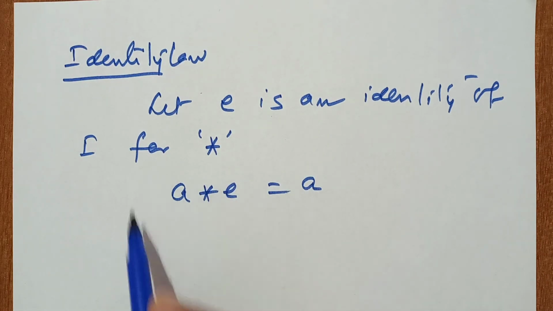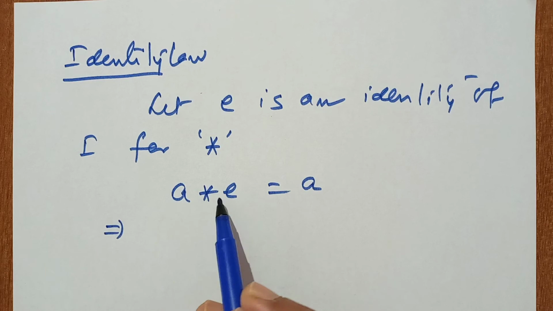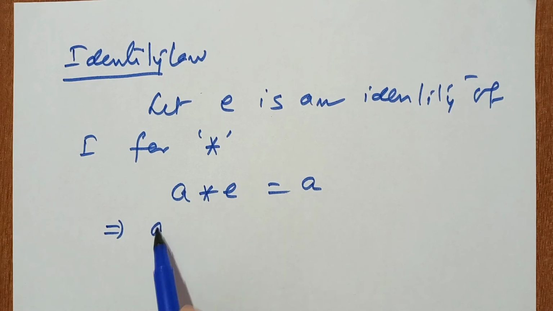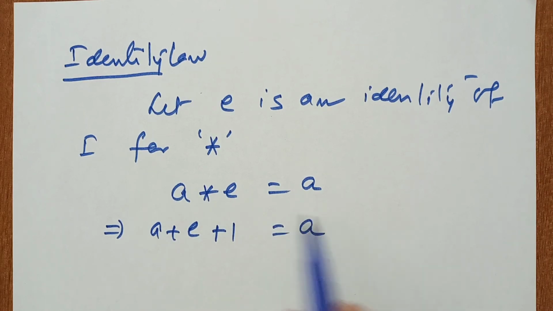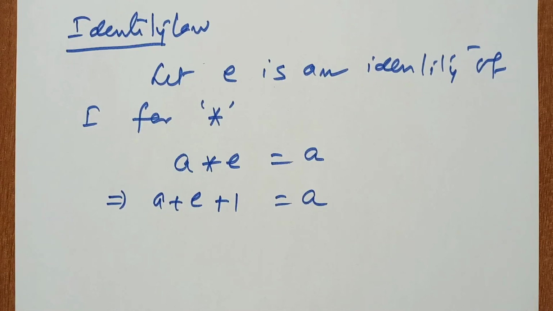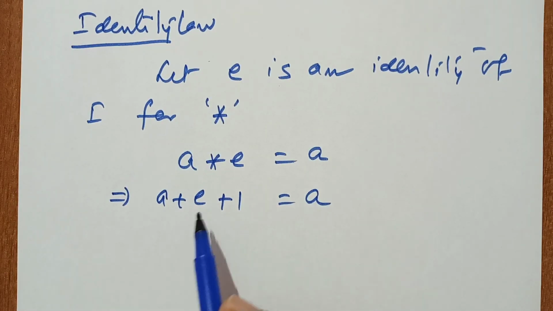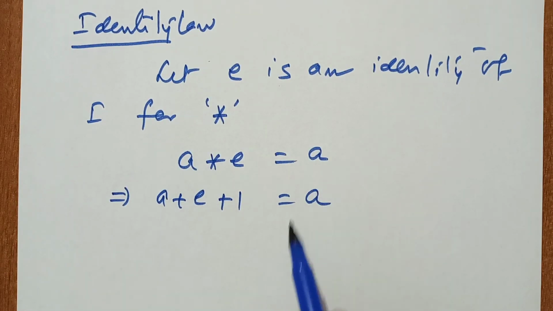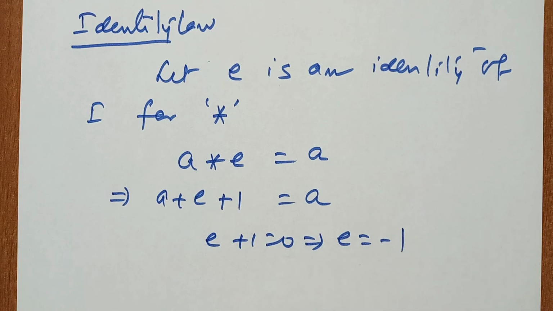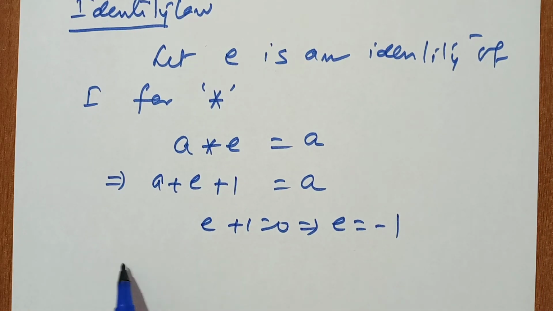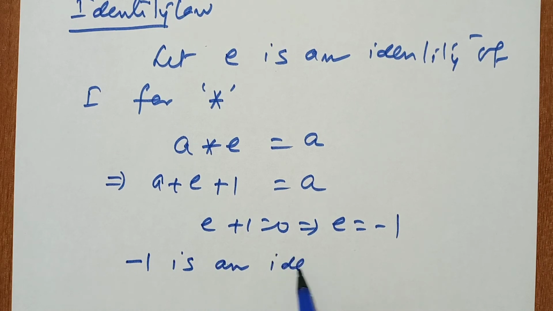Now by the definition of operation, A star B is equal to A plus B plus 1. So here A plus E plus 1 is equal to A, and all the elements are integers, the set of integers. So by the law of integers, you can subtract A from both sides. So E plus 1 is equal to 0. It means E is equal to minus 1. So here minus 1 is an identity element of I.